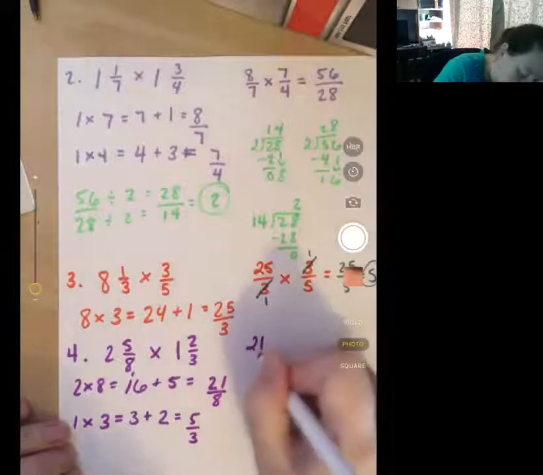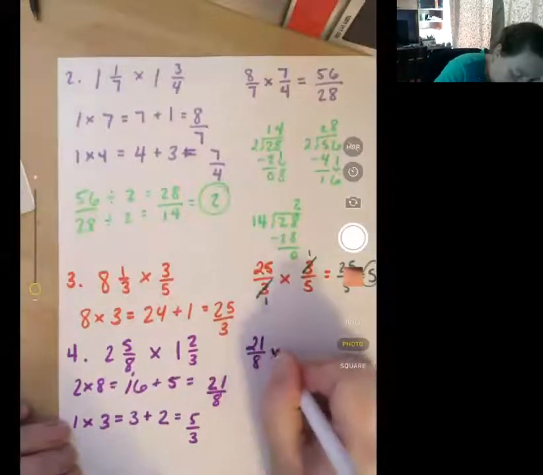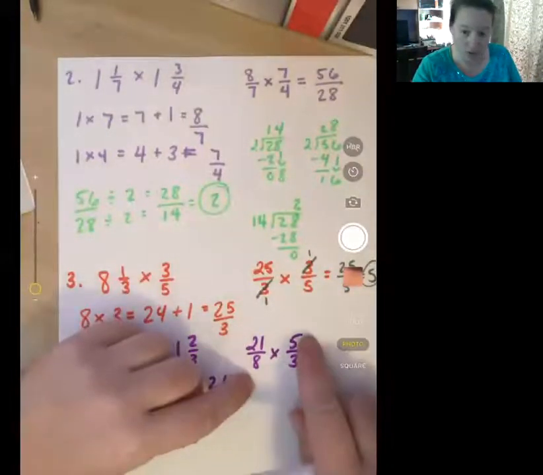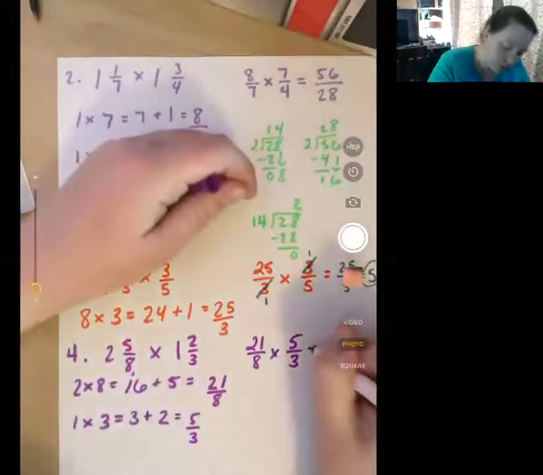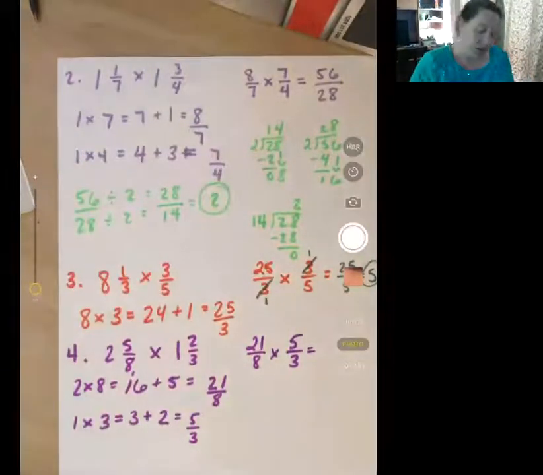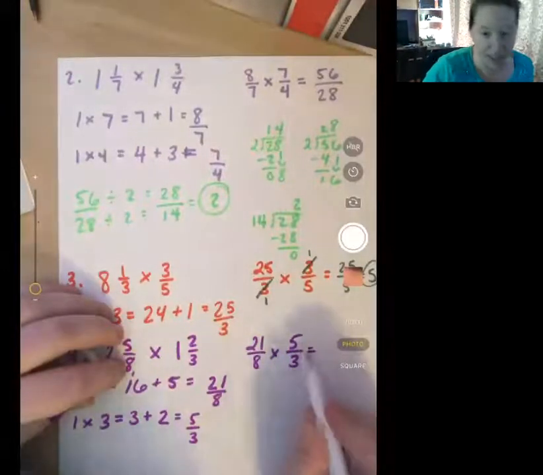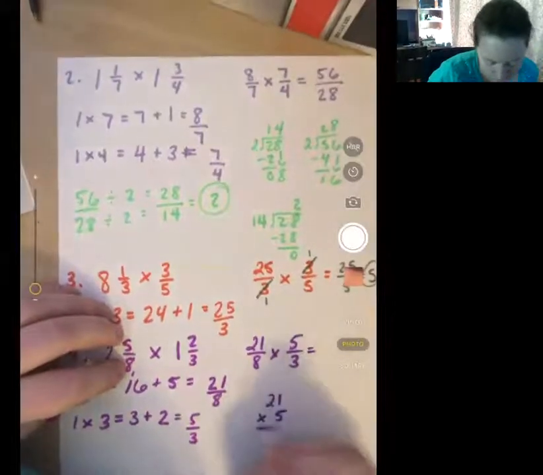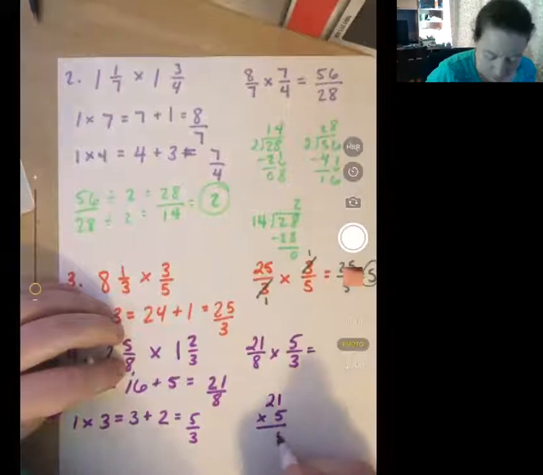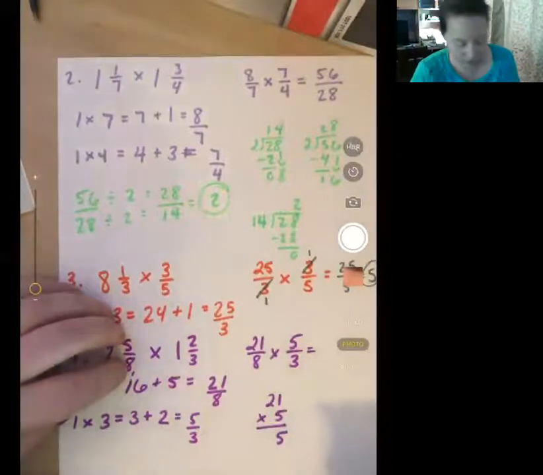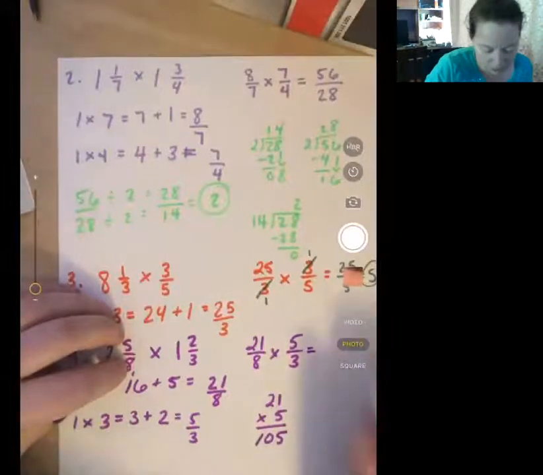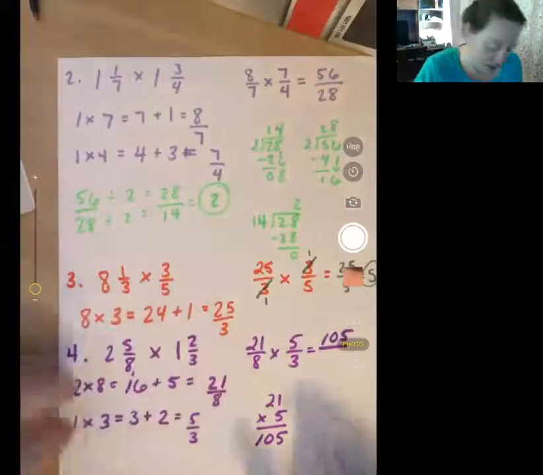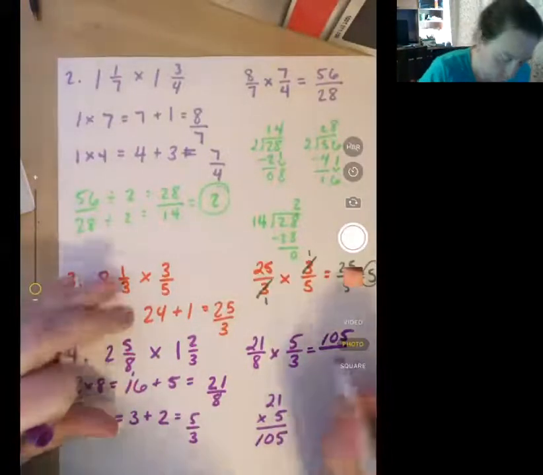So I have 21 over 8 times 5 over 3. Those aren't the same. I'm going to multiply like normal. So I multiply across. 21 times 5. 1 times 5 is 5. 2 times 5 is 10. So that gives me 105 on the top. Then I have 8 times 3, which is 24.